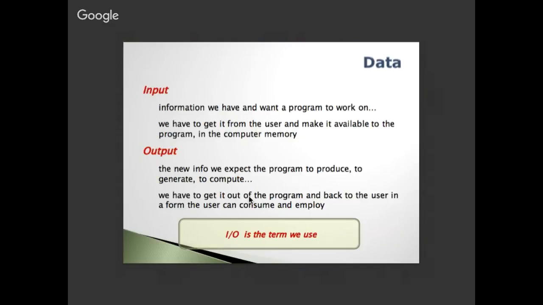The new info we expect the program to produce, generate, and compute. We have to get it out of the program back to the user. And I/O is a term we use, input, output. You've probably heard of that, and you'll be hearing a lot about that this semester. In programming, you'll see this as we go on the first few weeks.